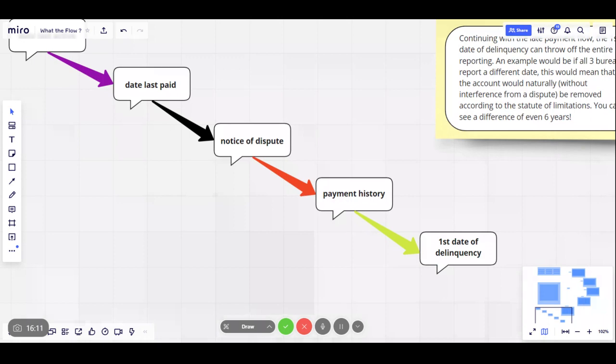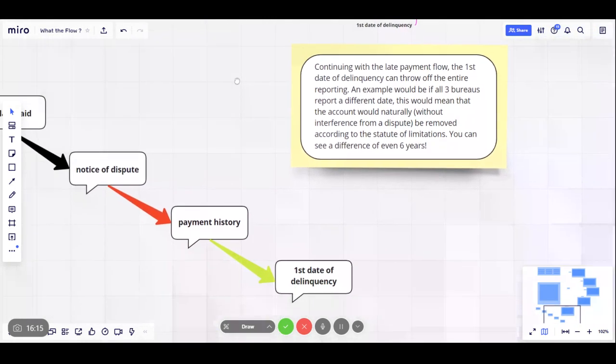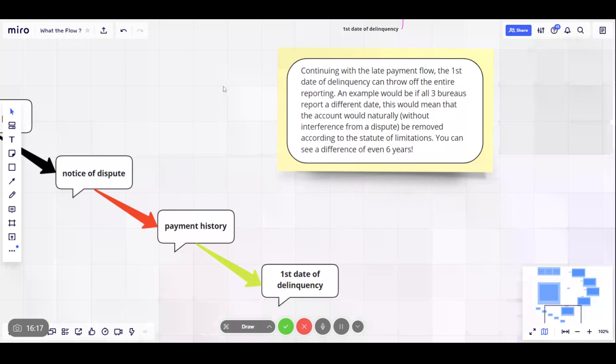Now, we use first date of delinquency for a couple of reasons. As I mentioned right here, first date of delinquency, very simply because it's the oldest late payment. It's also the most difficult one to verify, even though they're not going to verify, because I will let you know that the only legal way to verify a late payment is for them to actually provide a copy of their bank statement proving when your account was accepted into the bank. And they are not going to do that.